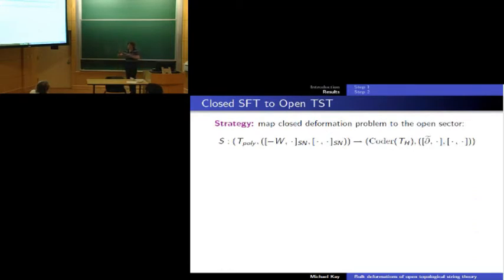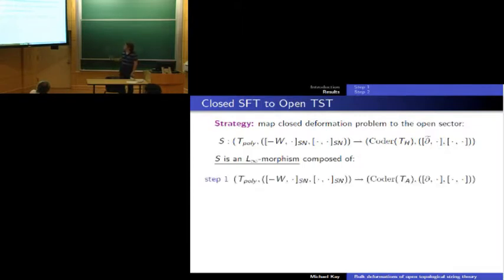Now the strategy to classify and compute all the solutions to the deformation problem is as follows. We consider the DG Lie algebra that governs the deformation problem of the pure bulk, and we map this concretely to the open sector. The right map that we have to construct is an L-infinity morphism. So Maurer-Cartan equations are covariant under L-infinity morphisms.